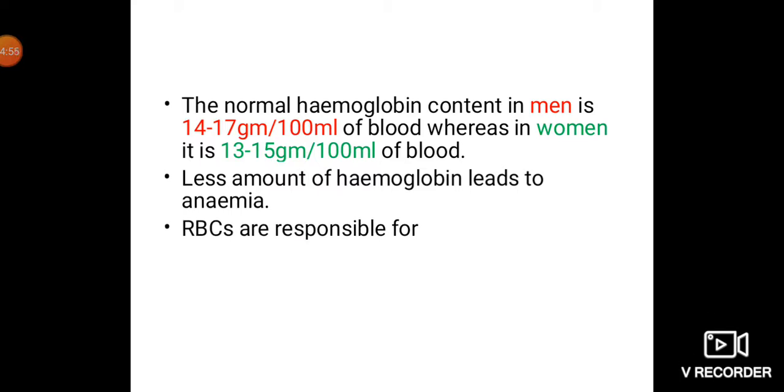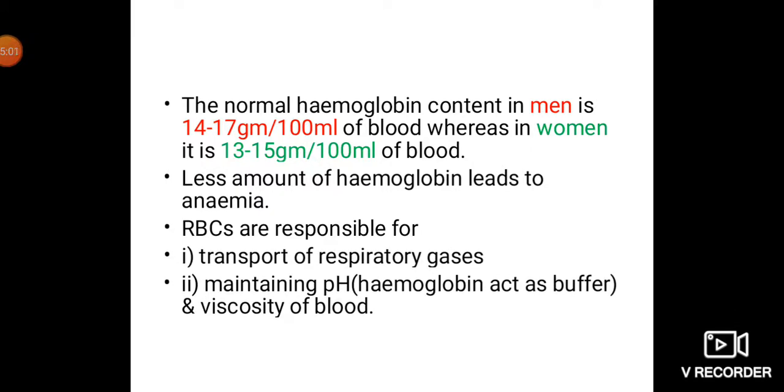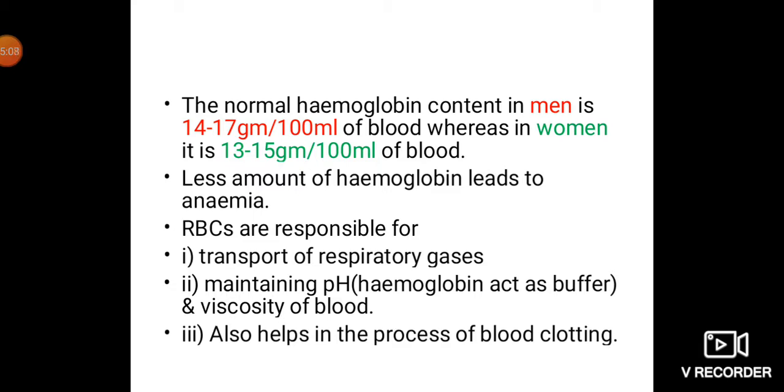RBCs are responsible for transport of respiratory gases, maintaining pH, as hemoglobin acts as a buffer, and maintaining the viscosity of blood. These are carried out by the hemoglobin. It also helps in the process of blood clotting.